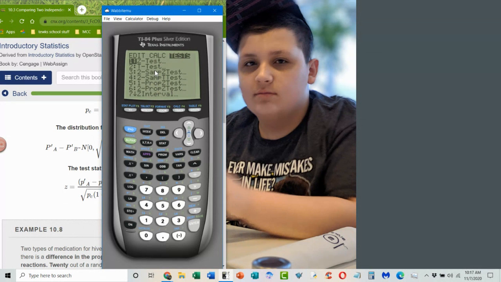When we have means, we have to look to see, do we know the population standard deviation or not? If we know the population standard deviation, we're going to use the z test. And then, just as with proportions, how many samples do we have? Do we have one sample or do we have two? If we don't know the population standard deviation, then we're going to do t-tests.